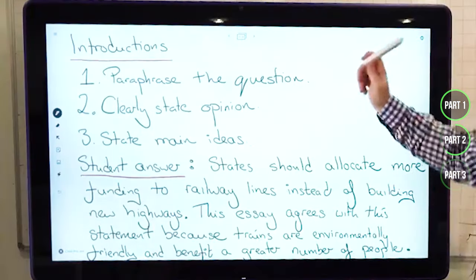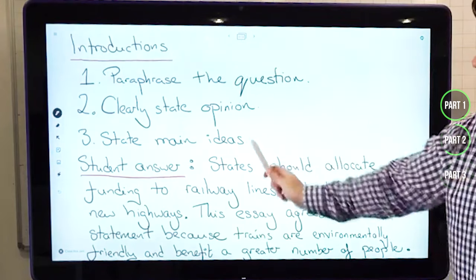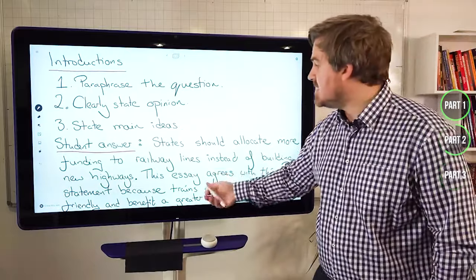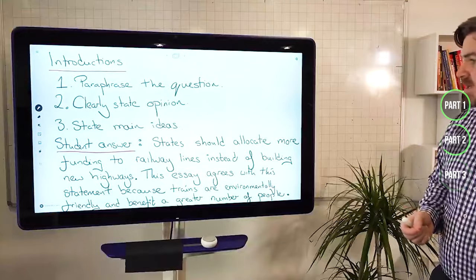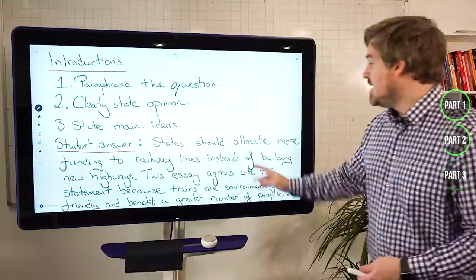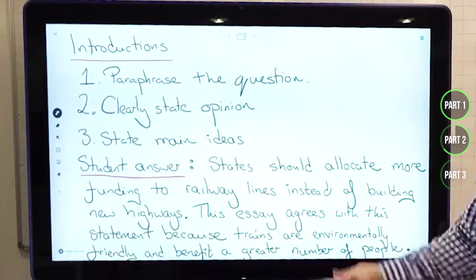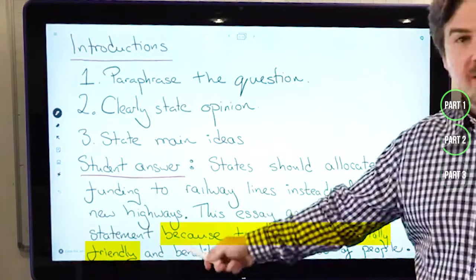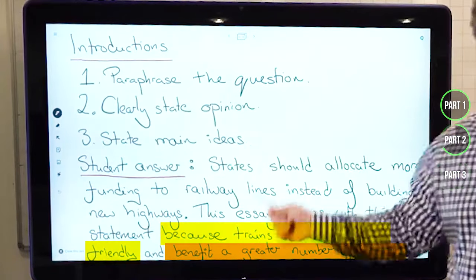And the 3 things are, they paraphrased the question, they clearly stated their opinion, and they stated their main ideas. So the first sentence, states should allocate more funding to railway lines instead of building new highways, they're just paraphrasing the question. This essay agrees with this statement. That's clearly stating their opinion. Because trains are environmentally friendly, idea one, and benefit a greater number of people, idea two.